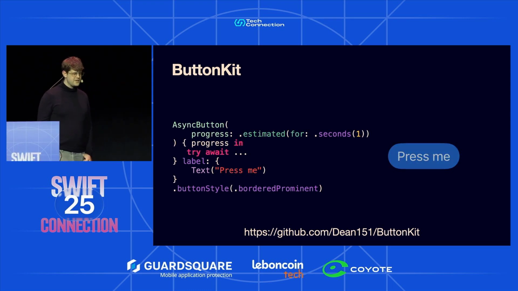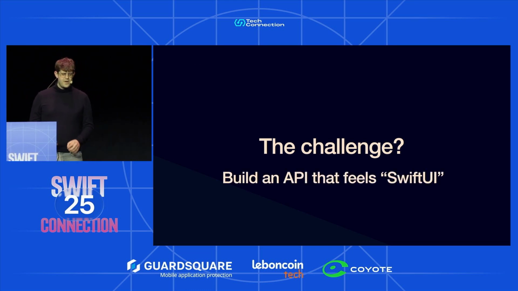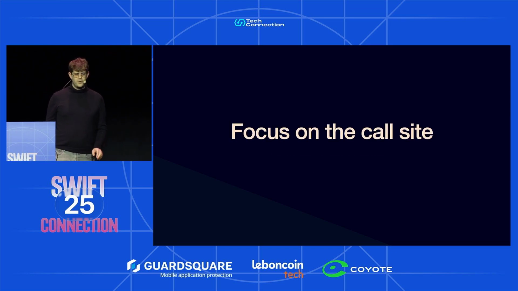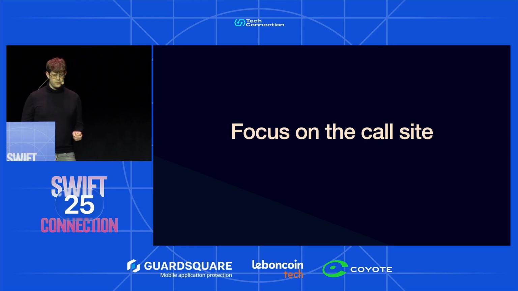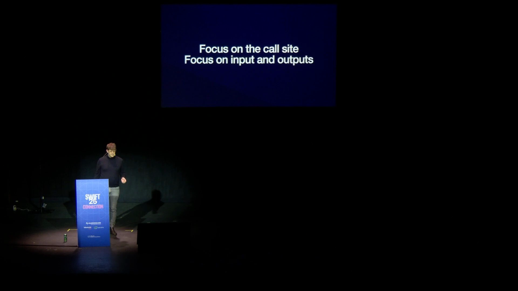So, what was the biggest challenge building ButtonKit for me? It was actually to make the API feel right, feel SwiftUI-capable and easy to use for the developer. For that, I have two pieces of advice to give you. First one, try to focus on the call site of your views and components in your code. Look at what feels wrong, try to improve, and then if you're not sure, really try to craft what is a good input and what is a good output of your view and minimize that and comprehend that.